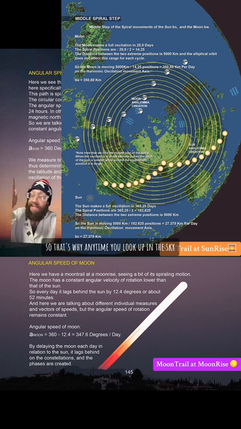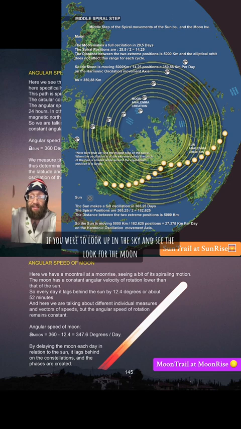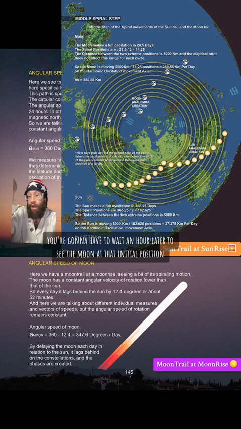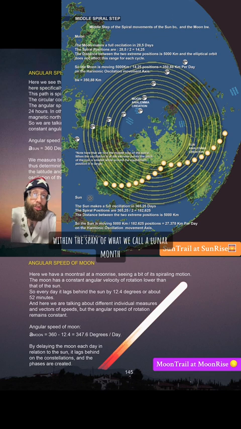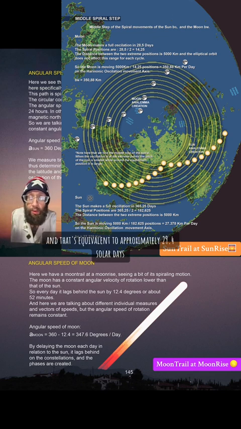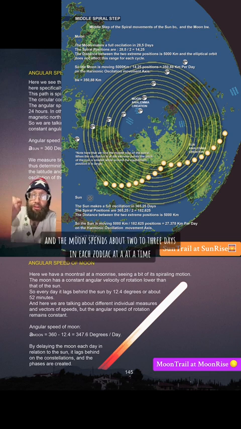So that's why anytime you look up in the sky, if you see the moon at a certain time, tomorrow if you were to look up in the sky and look for the moon, you're gonna have to wait an hour later to see the moon at that initial position. The moon completes a full revolution through the constellations within the span of what we call a lunar month, and that's equivalent to approximately 29.4 solar days, which is a little bit less. So that gives us the lunar phases. And the moon spends about 2 to 3 days in each zodiac at a time.